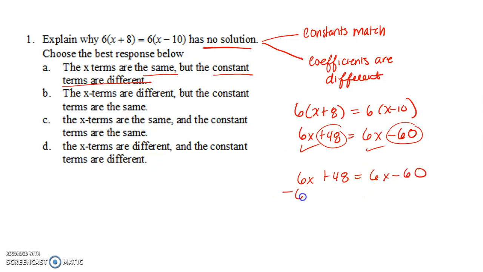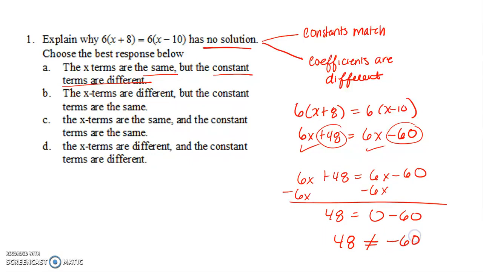Okay, I'm going to go ahead and subtract 6x on both sides. Looks like I end up with 0. You should never have a 0 as a coefficient. Okay, 48 equals 0 minus 60. 48 can never equal negative 60. So I have no solution in this case. The answer will be A.